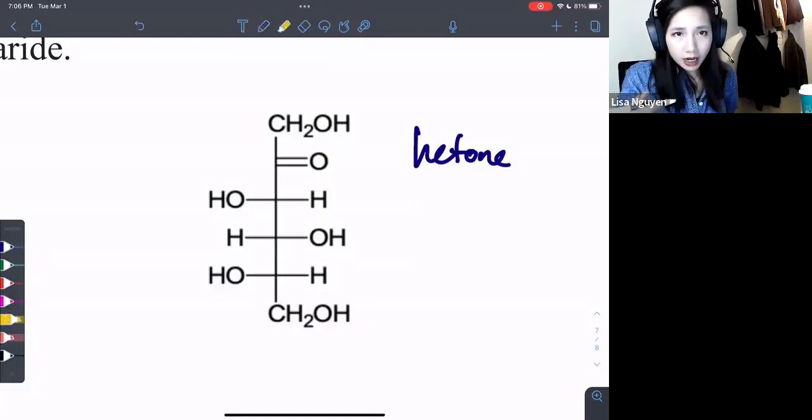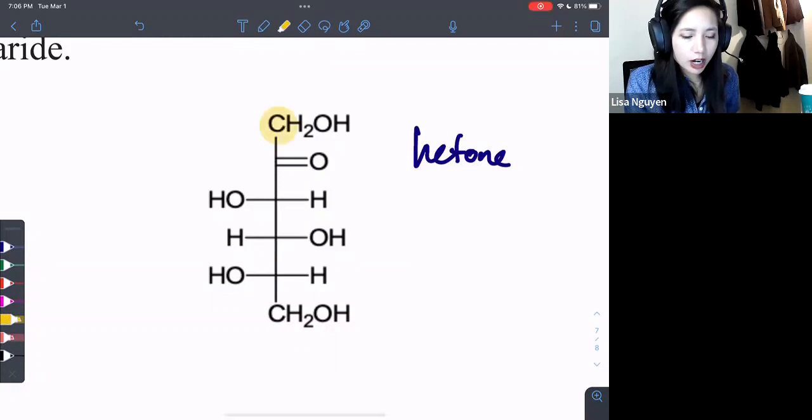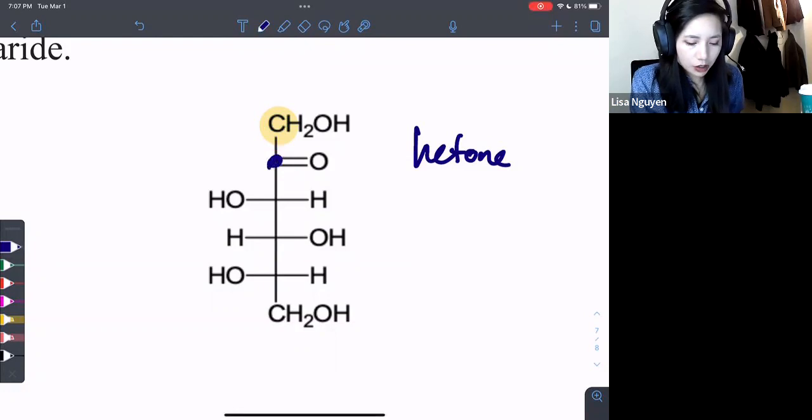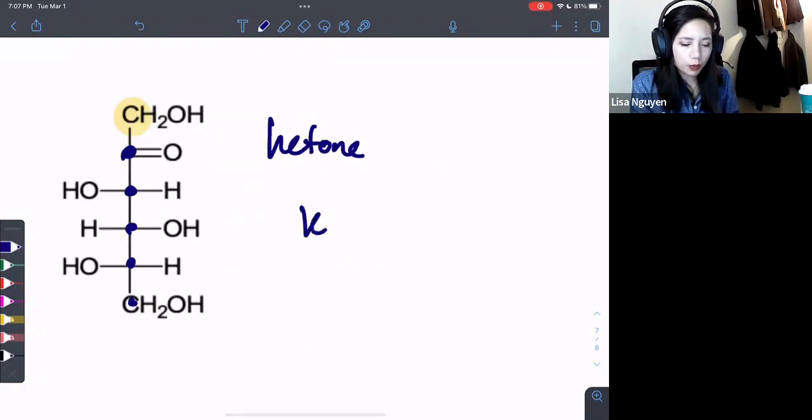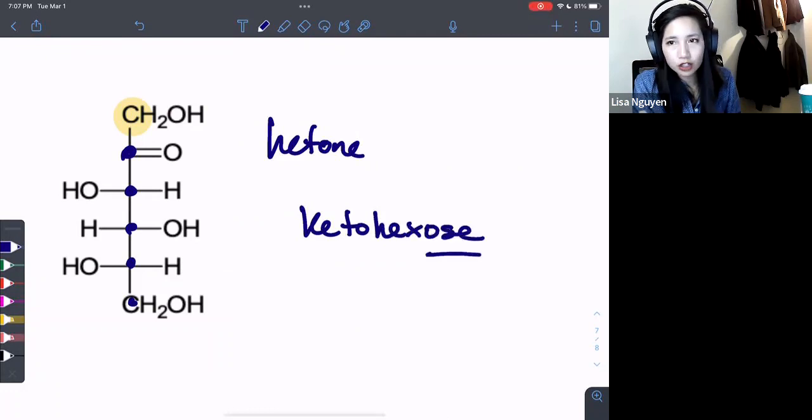So we identified it as a ketone, so we just count how many carbons are in the chain. There's a carbon there, then there's a carbon right here in the ketone, so make sure you don't forget that. So there's 1 right there. So that's 2, 3, 4, 5, 6. All right, so 6. So this would be called ketohexose. Ose means sugar.